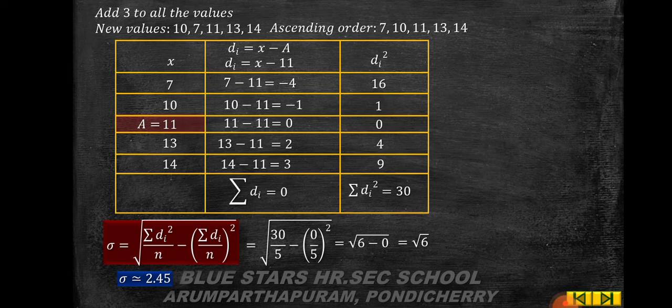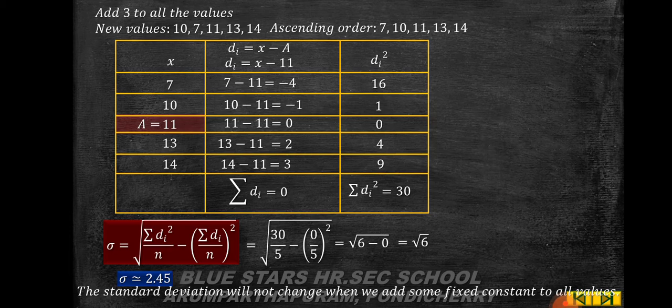So we have already seen that if you add any fixed constant to all the values of the given data, it won't change the standard deviation. So the standard deviation will not change when we add some fixed constant to all the values.